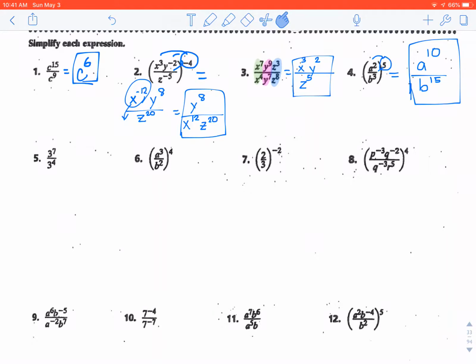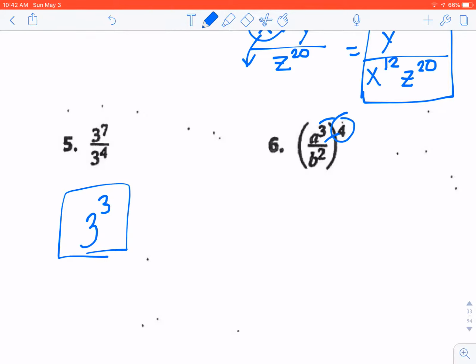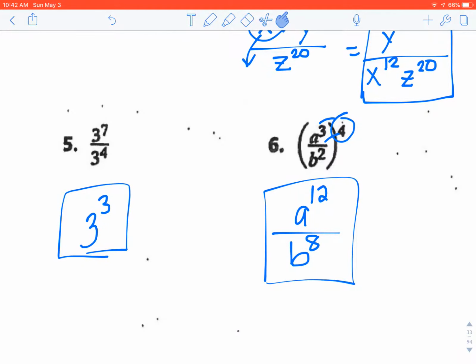Okay, hopefully you attempted these, or at least some of them. If you need more time, make sure you pause the video. The answer for number 5 should be 3 to the third, because again, when you're dividing same base, we subtract exponents. Okay, keep it on top because the bigger exponent's on top. Number 6, you should have a to the 12th over b to the 8th. The only thing we could do there is multiply the exponents together. The bases are different, so we're done.